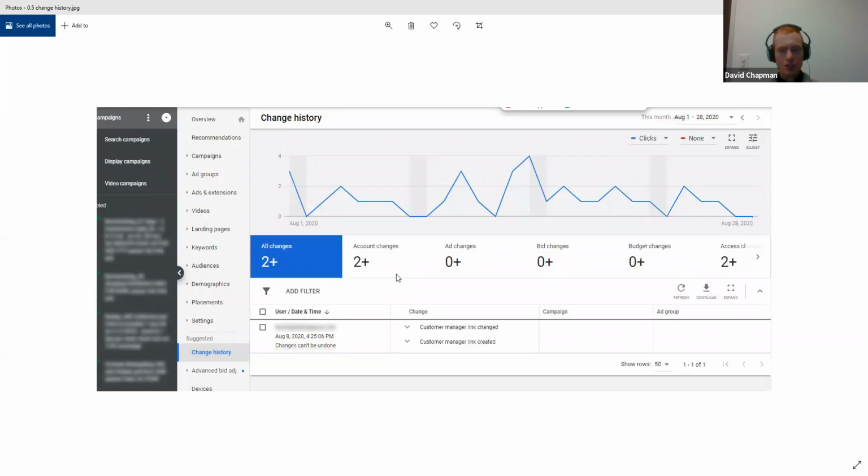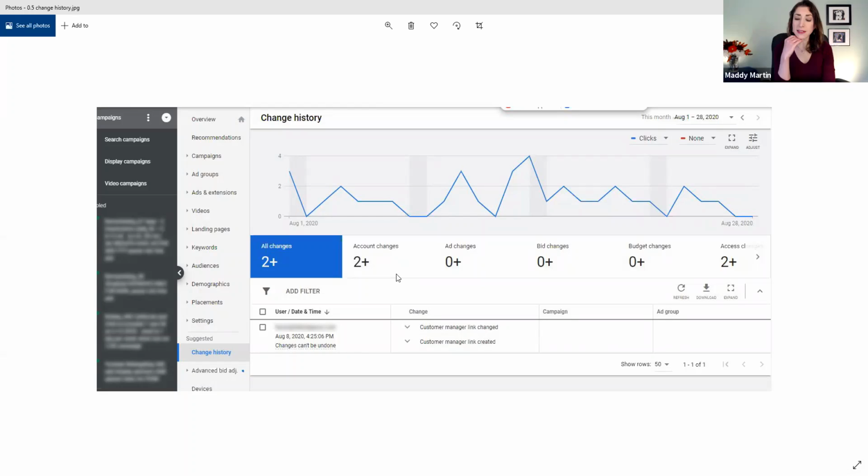But if you see no changes over the past 3 months, then you know that you're paying for absolutely nothing, and you might as well just get rid of the agency and just set it on autopilot, or go find another agency that can actually improve your results.